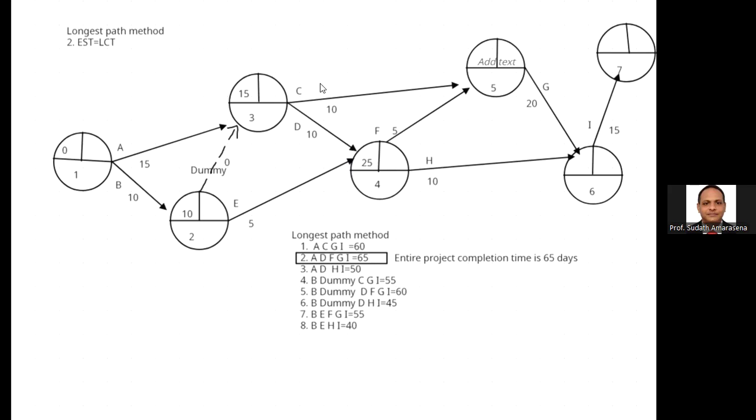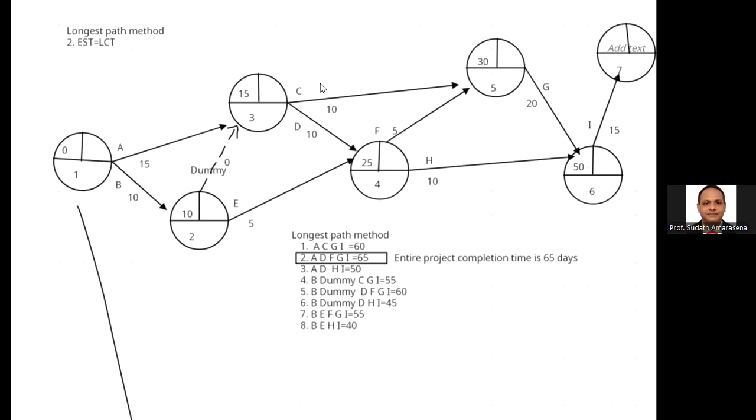Then the sixth event: 30 plus 20 via G is 50. The fourth event: 25 plus H value 10 is 35. The 50 is the highest, so for the sixth event, 50 is the highest. Then 50 plus I, 15. For the last event, you can find the earliest starting time as 65. Normally, write down the same figure as the latest completion time of the last event.